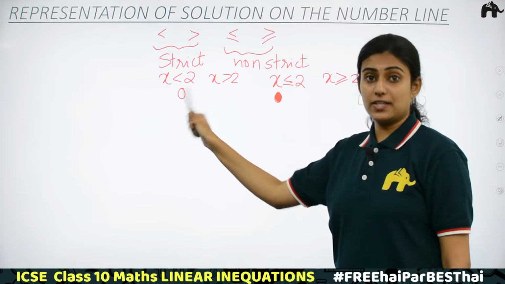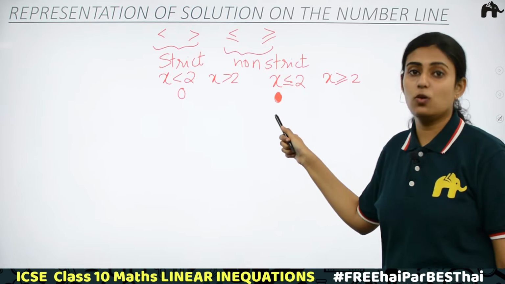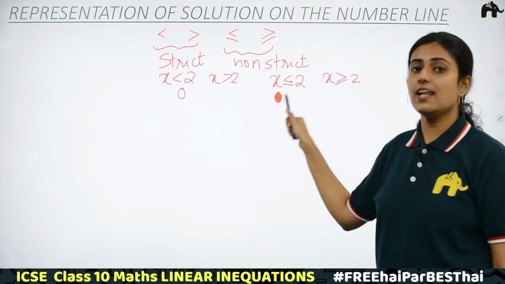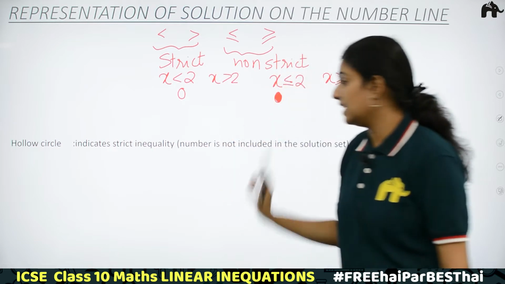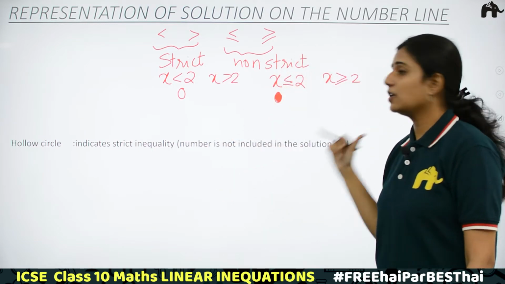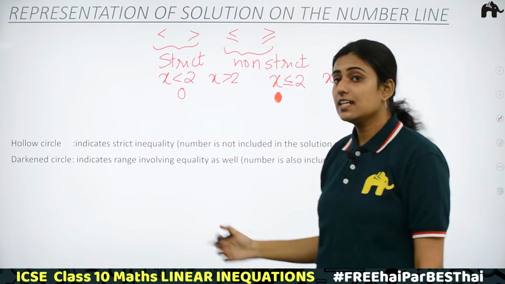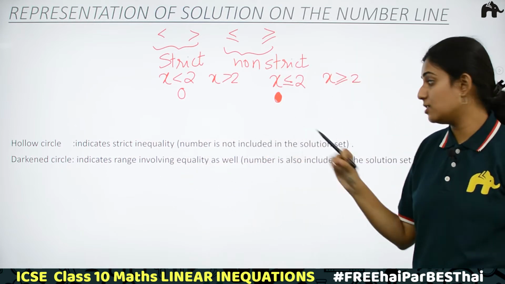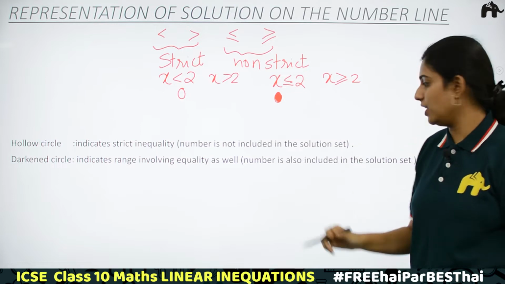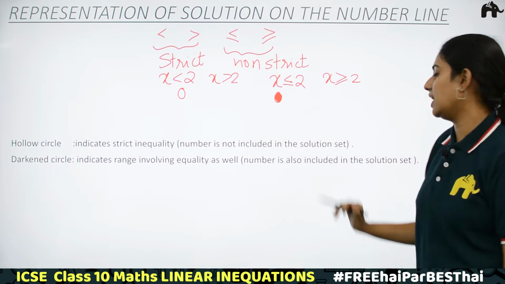These are also called open circle, and this is a closed circle. When point is included, we are using a closed circle. Hollow circle indicates strict inequality. Number is not included in the solution set. Darkened circle indicates range involving equality as well. Equal to sign means the point is also included. Number is also included in the solution set.